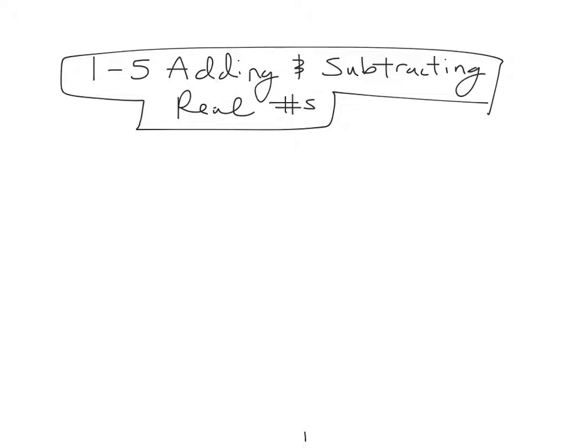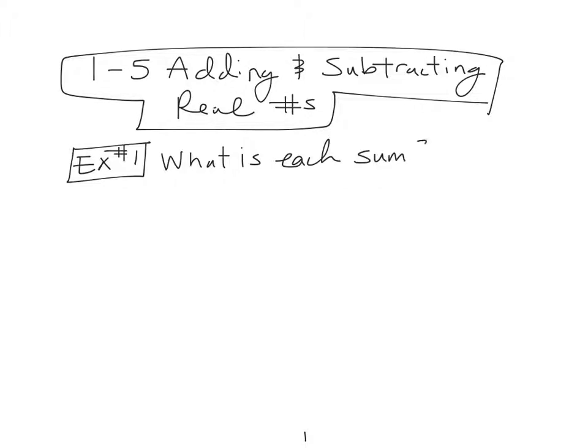So for this first example, we're going to do it on the number line. They're going to say, what is each sum? And then use a number line. Okay.